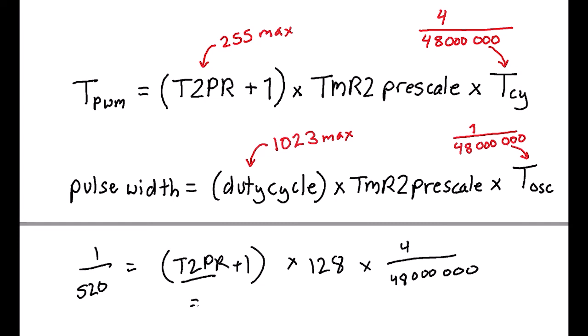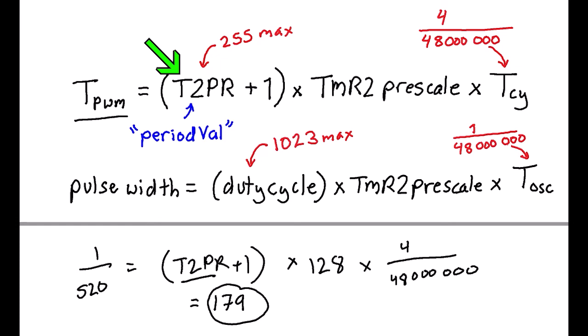And if you plug that into your calculator, you find that it's 179. So this here is the quantity that we're going to want to plug into the function that sets TPWM to the correct value for us. And by the way, this quantity is also called period val in your lab manual. So next, we want to set the pulse width. So let's do that now.